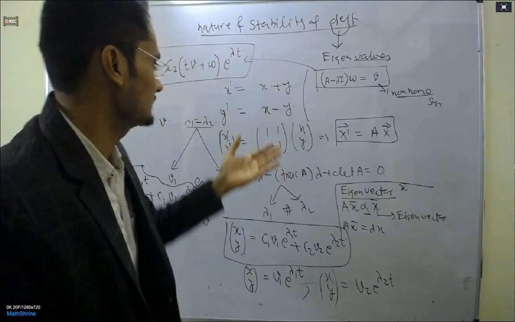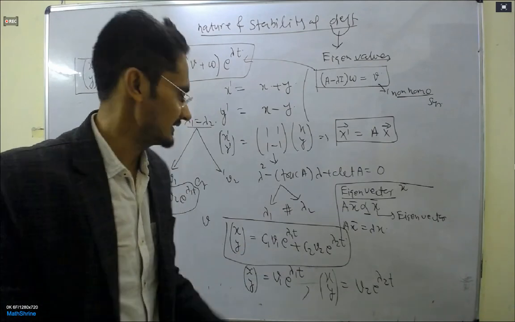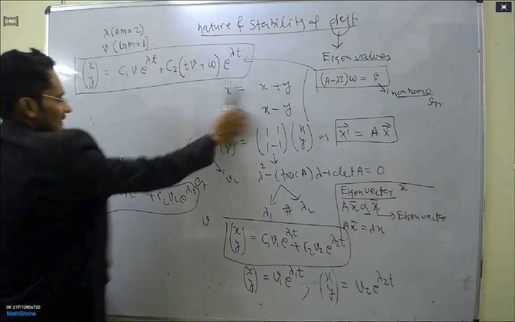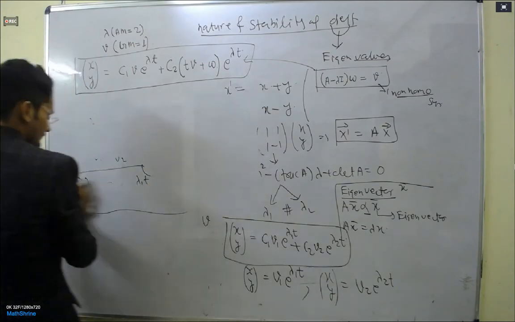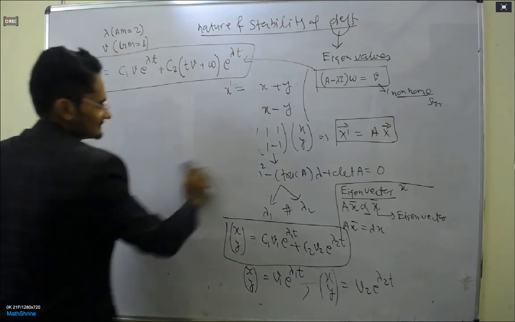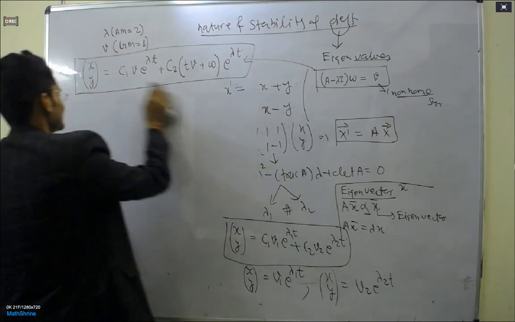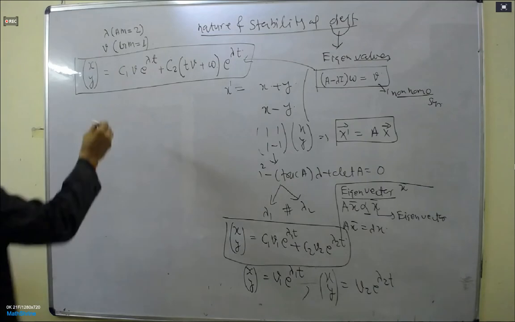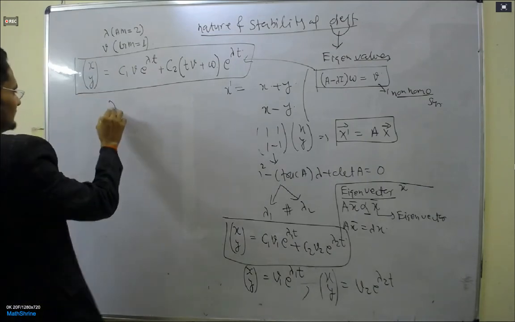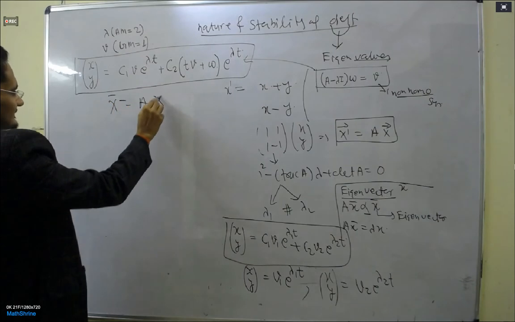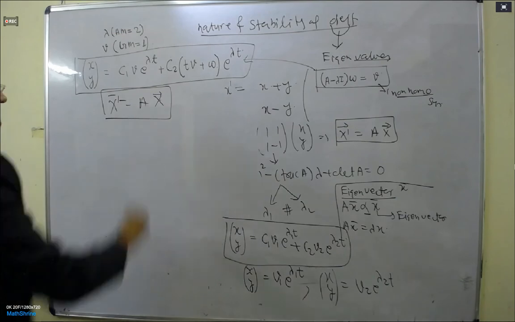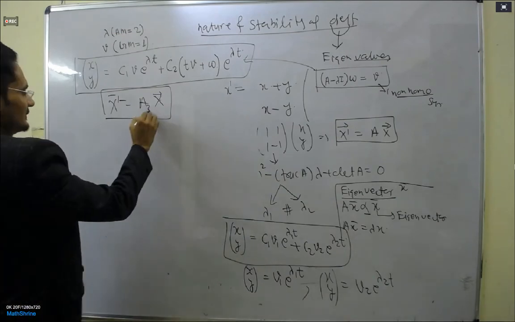We have to write this matrix and find the eigenvalues. We will get three eigenvalues: lambda 1, lambda 2, lambda 3. If all are different, then one eigenvector, second eigenvector, third eigenvector, and the answer will be x is equal to c1 v1 e power lambda 1 t plus c2 v2 e power lambda 2 t plus c3 v3 e power lambda 3 t. This will be the answer.